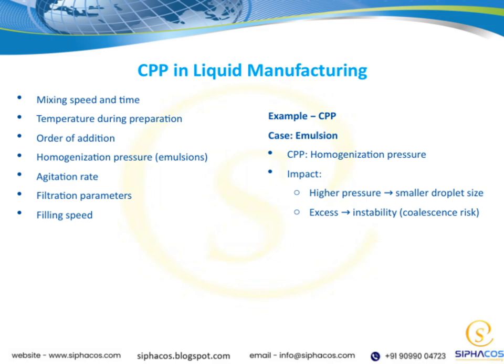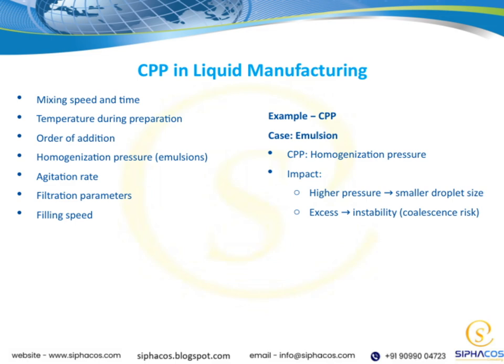Moving on, in liquid manufacturing, several parameters influence the process quality. Mixing speed and time are crucial. They affect how well ingredients combine. Temperature during preparation is also vital, as it impacts the viscosity and solubility of components. The order of addition matters too, since adding ingredients in the right sequence can prevent unwanted reactions or phase separations. Specifically, for emulsions, homogenization pressure remains a critical CPP. Agitation rate, filtration parameters, and filling speed also play significant roles in ensuring consistency and quality.